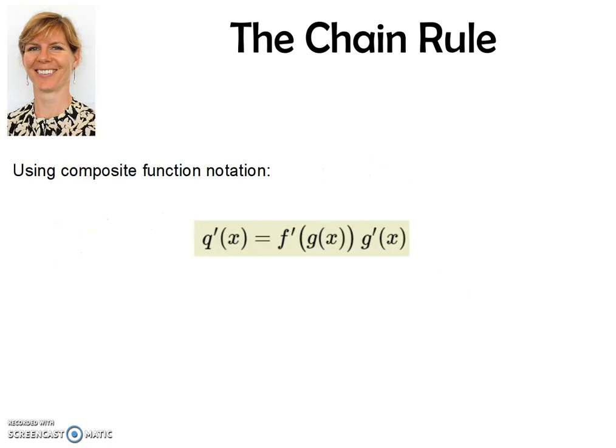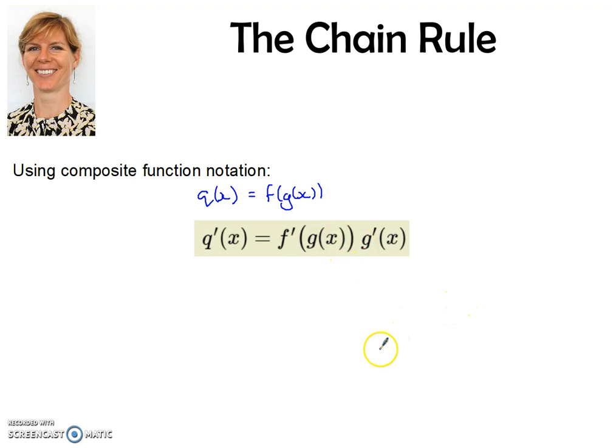So the chain rule states this: if q of x is f of g of x, like we had on the previous page, then the derivative of that composite function q of x is the derivative of f with respect to g of x, times the derivative of g with respect to x. Now, that looks particularly complicated and a little bit hard to get your head around, but once I do a couple of examples, you'll see what I mean.